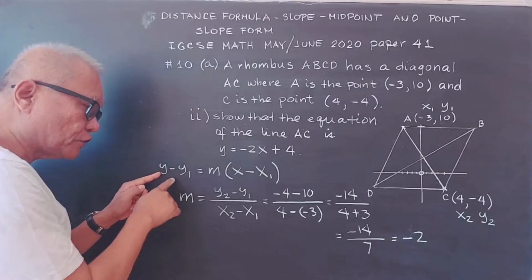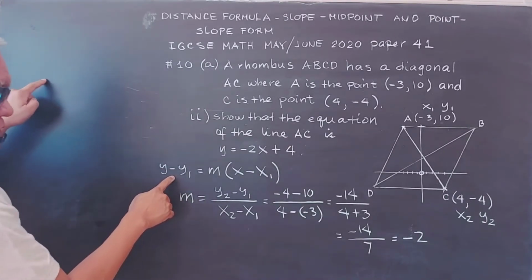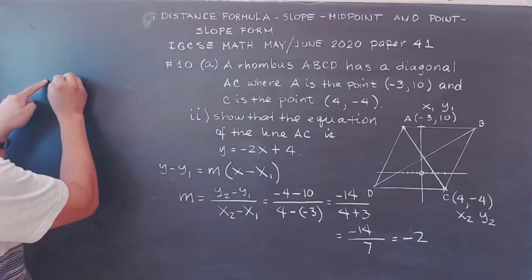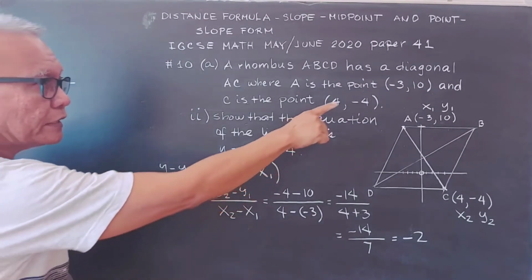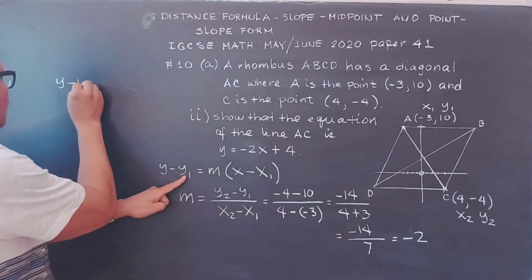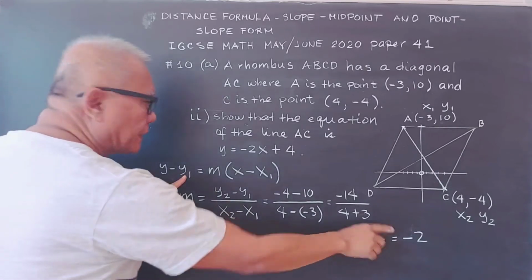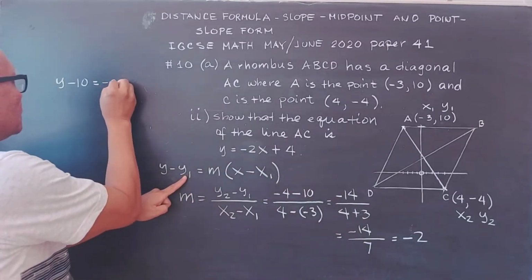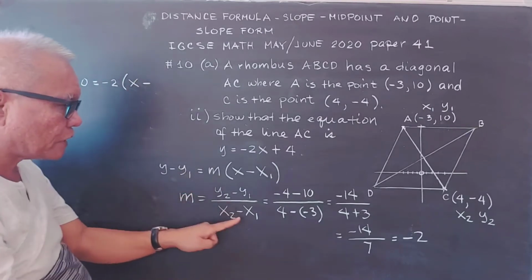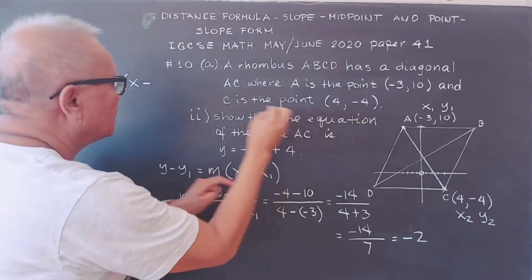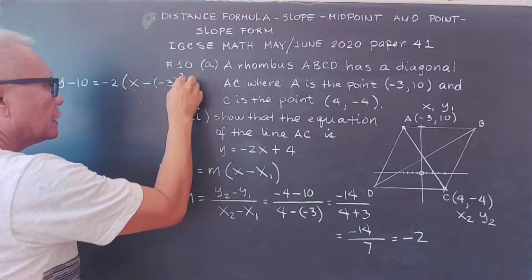So let us use this one. So for this one, we can do that one here. So we have y minus, what is y sub 1 there? 10. So we have 10 here is equal to the slope, which is negative 2 times x minus x sub 1. What is x sub 1 there? Okay, so we have negative 3.